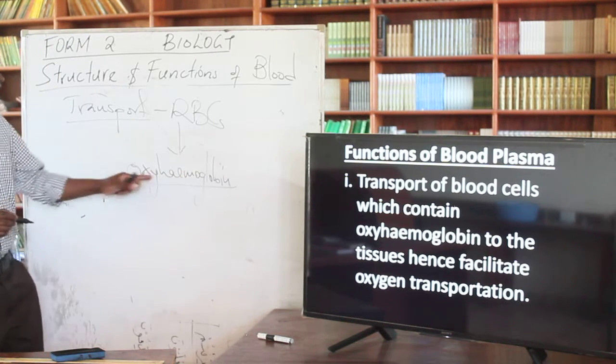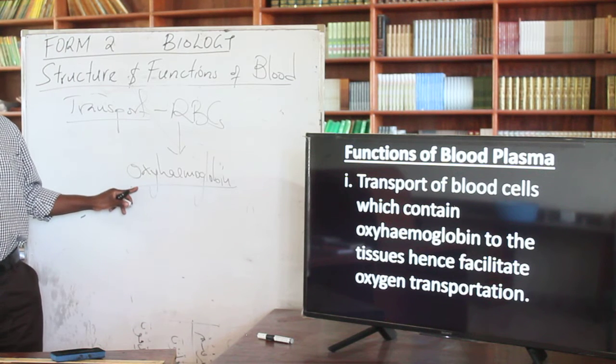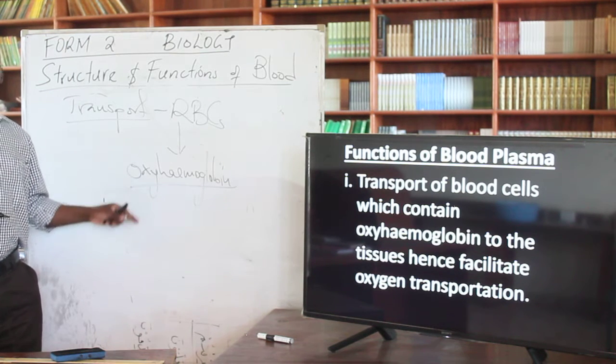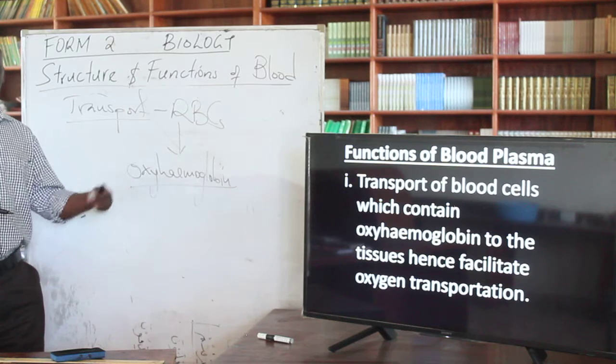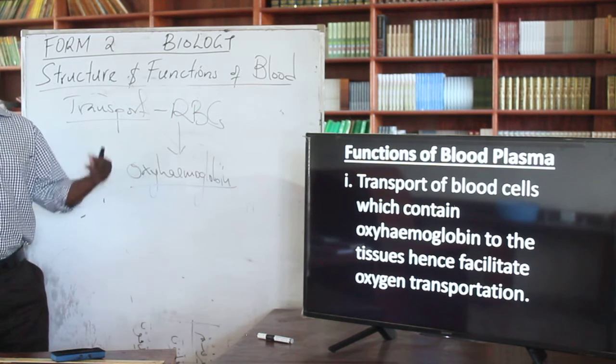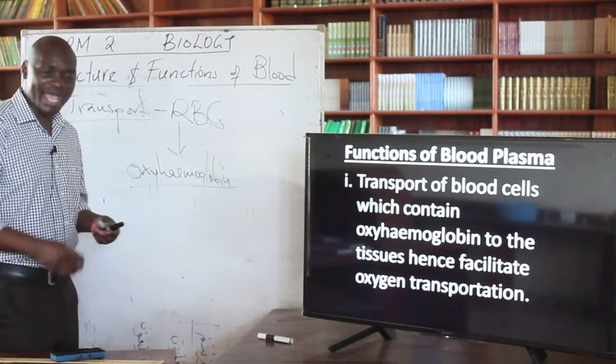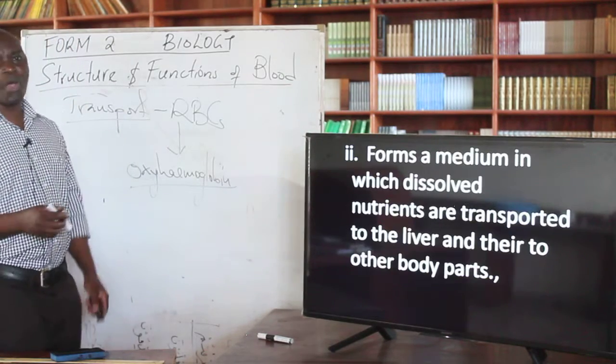That is hemoglobin combined with oxygen. So as the plasma transports the red blood cells, it also transports what? Oxygen to the body tissues where they are required.